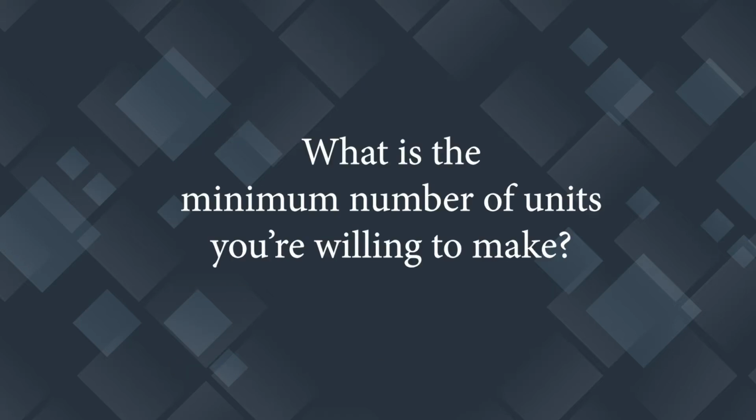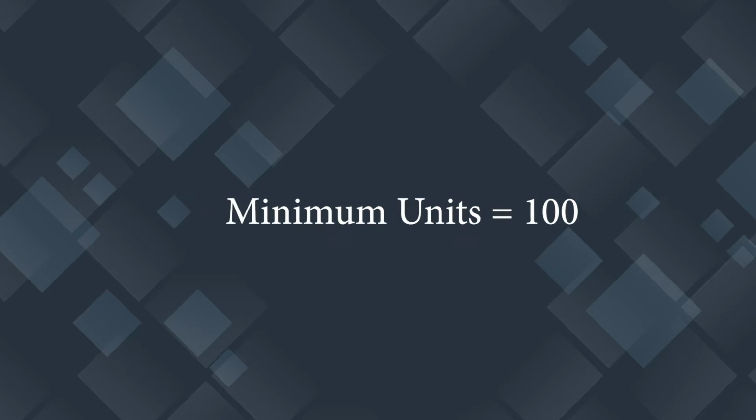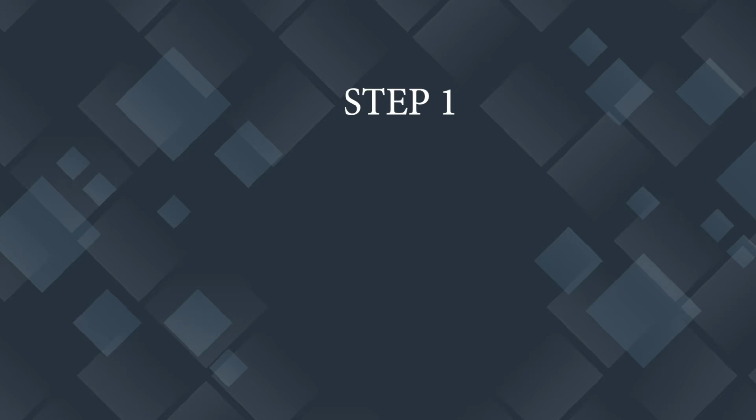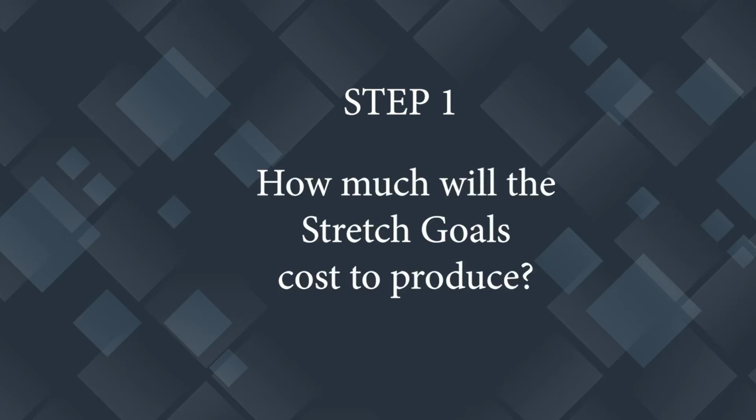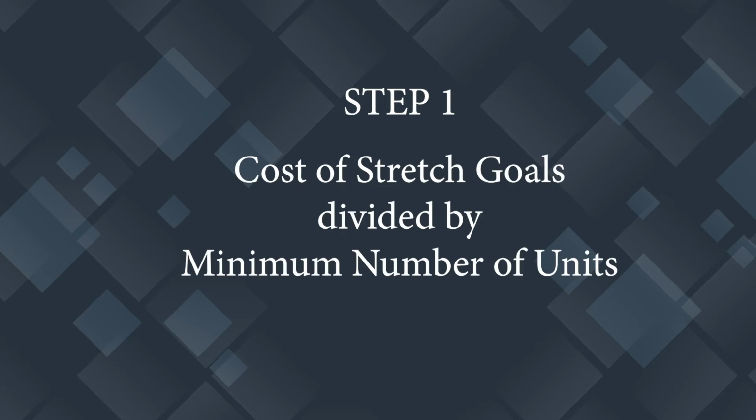First, you've got to decide what is the minimum number of units that you're willing to create. And just for an estimate, and ideally for your project, the minimum number of units is going to be 100. Step one, we need to figure out how much your stretch goals are going to cost to produce. This is imagining that you hit every single stretch goal and you have to make the stretch goal items for at least your minimum number of units. And then we're going to take that stretch goal cost and divide it by the minimum number of units, because we're going to assume that we'll hit at least that many backers.